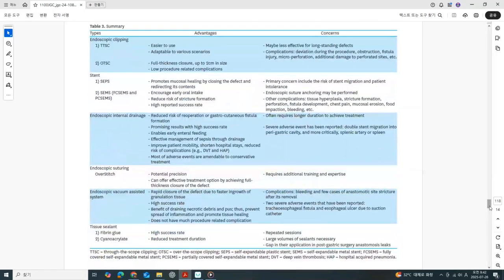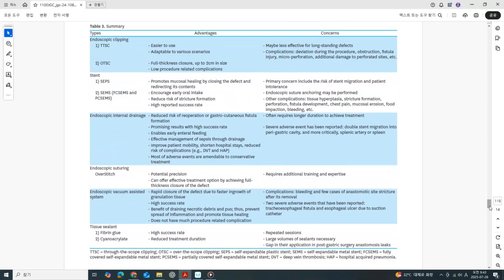Okay, so we've covered a lot of ground: clips, stents, drains, sutures, vacuums, glues. It sounds like the main message is there's no single best option, right? Absolutely not. The most crucial point, really, is that the choice has to be individualized. You have to look at the patient, their overall condition, the specific leak: is it big, small, acute, chronic, is there an abscess? And then choose the right tool, or often the right combination of tools.